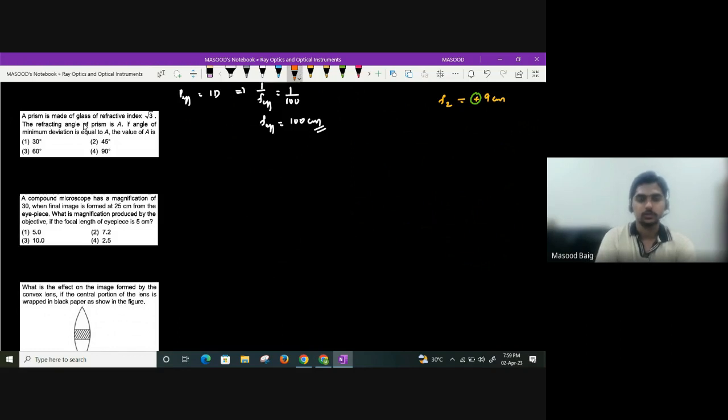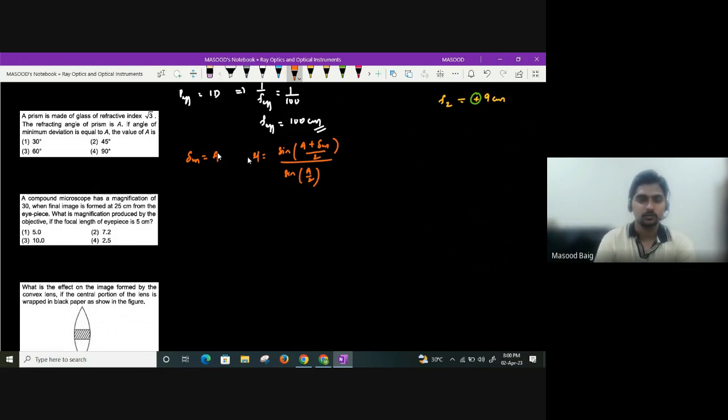A prism is made of glass of refractive index root 3. The refracting angle of the prism is A. If the angle of minimum deviation is equal to A, what is given here? Minimum deviation value is equal to A. They're asking us to find the value of A. Direct concept: mu is sine of (A plus delta minimum) divided by 2, whole divided by sine of A by 2. So mu value is given as root 3.